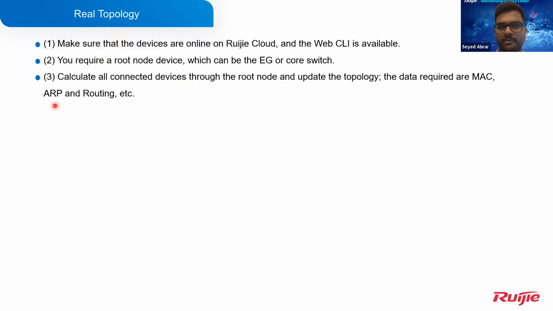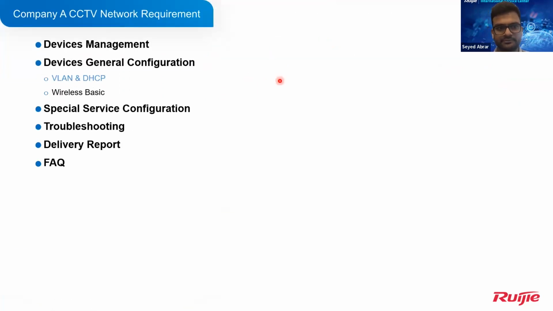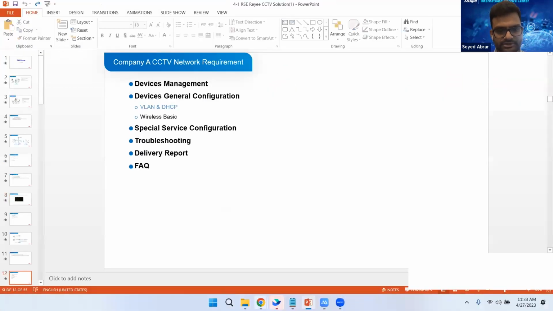And also the ARP table, and you also have to have routing. So it should support show mac address, show arp, and show ip routing. So these things will be supported so that it will get a full topology. So I will give some information about the full topology here.